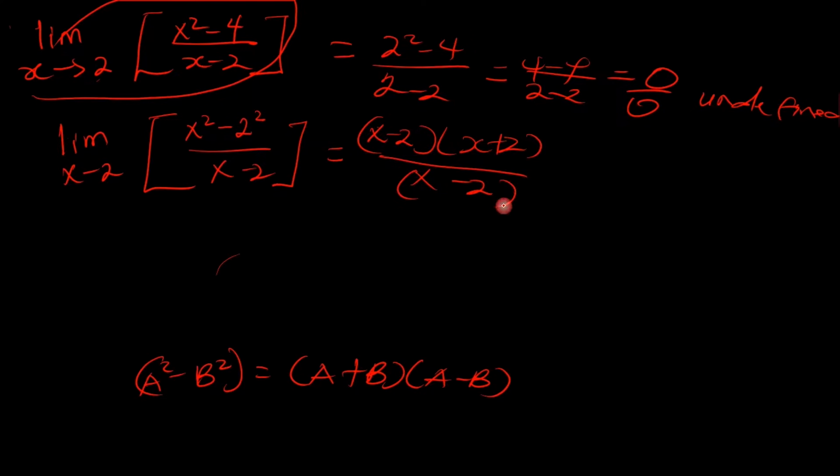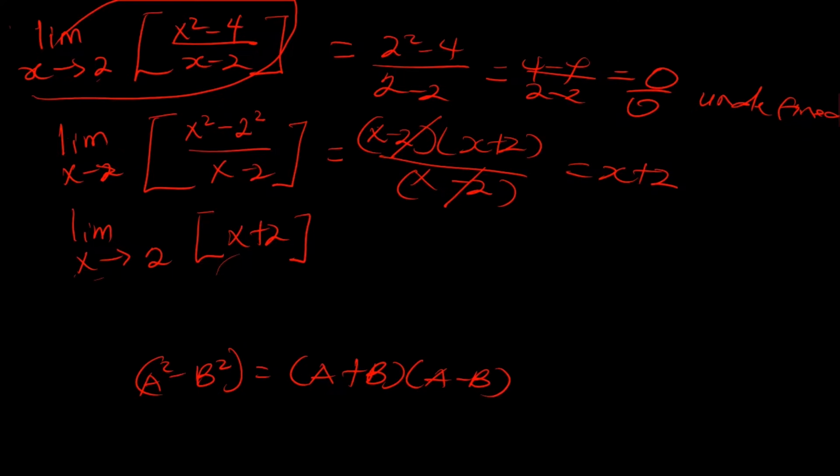We can see that we have x minus 2 and x minus 2. This can take care of this, and you have x plus 2. So everything will reduce to limit as x approaches 2 of the function x plus 2. After simplification or factorization, this whole thing reduced to this. When you are done simplifying, then you can do your direct substitution. Wherever you see x, you put 2 there. So 2 plus 2 will give us 4.